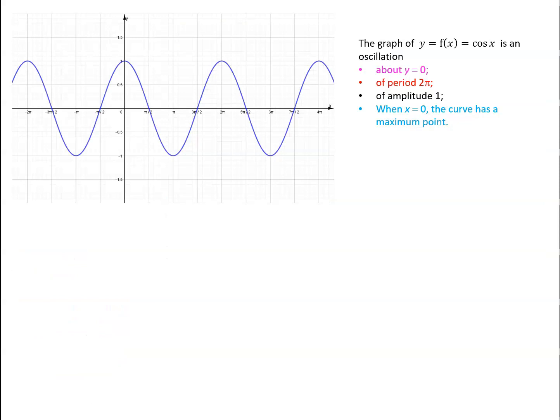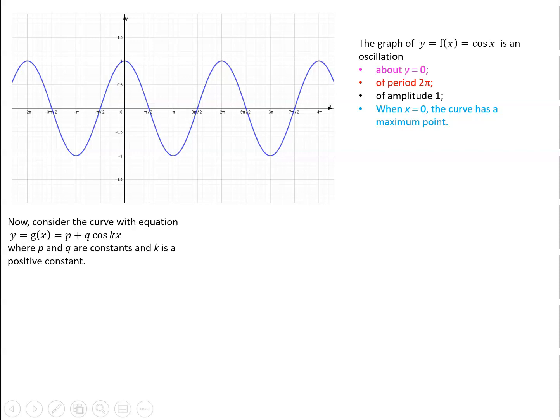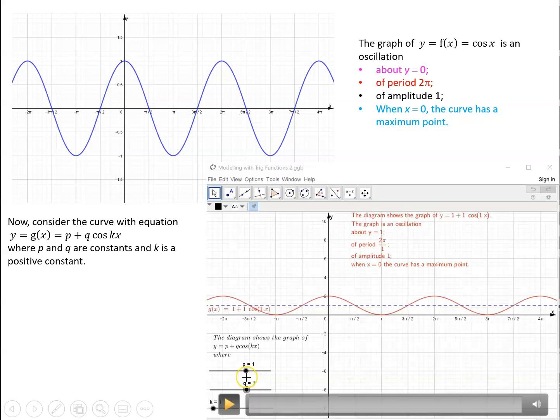Let's now have a think about the graph of y equals cos x. Well, we know that the graph of y equals cos x is an oscillation about y equals 0 with period 2 pi and amplitude 1, and when x equals 0, the curve has got a maximum point. Now we're going to consider the curve y equals p plus q cos kx, where p and q are constants and k is a positive constant. So again, we've got a video to look at.